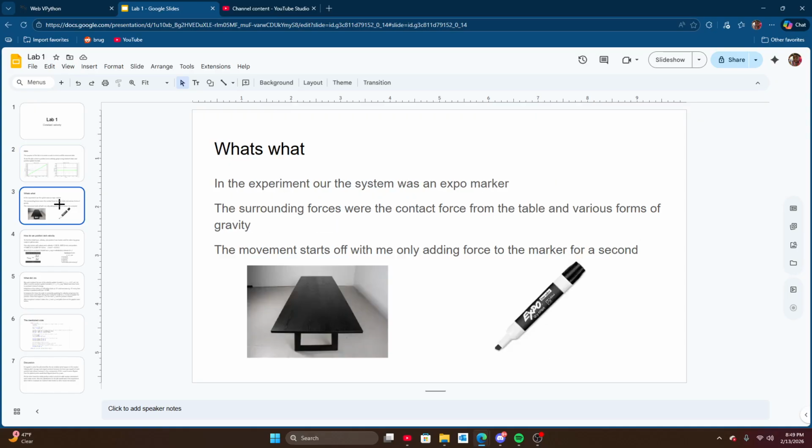In the experiment, the system is an expo marker and surrounding forces, with the contact force from the table and various forms of gravity that weren't really taken into consideration in calculations. The movement starts off by me pushing the marker with my fingers, and we started recording after a certain amount of time.